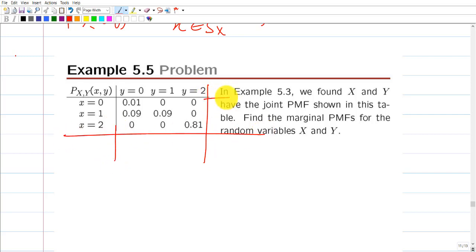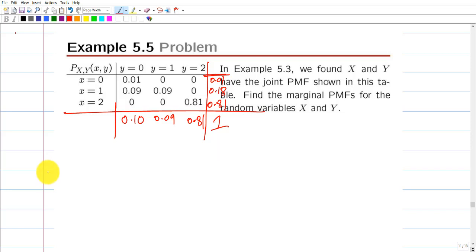So for x equal to 0, sum up all the values for y equal to 0, 1 and 2. So it is 0.01, and here it would be 0.18, and it would be 0.81. Similarly, add all the values of these probabilities for y equal to 0 where x could be 0, 1, 2. So this is 0.10, 0.09 and 0.81. Obviously, we know that they sum up to 1.